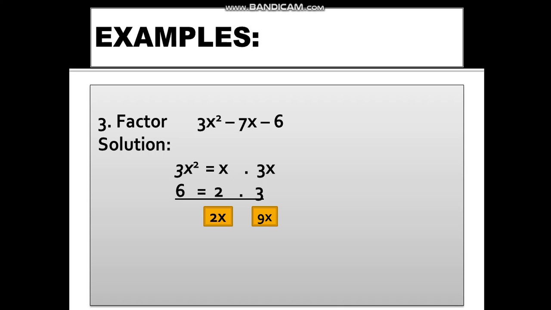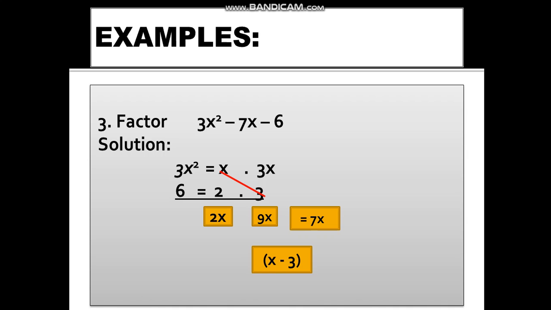Okay, observe the middle term. We cannot add because the middle term is 7x. So what are we gonna do now? We have to subtract so that it will become 7x. Since our signs are negative, we will use both negative and positive, just like this. So the factors are x minus 3 because 9 is greater than 2.